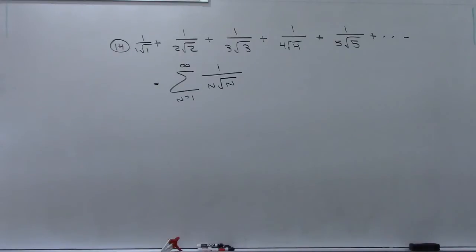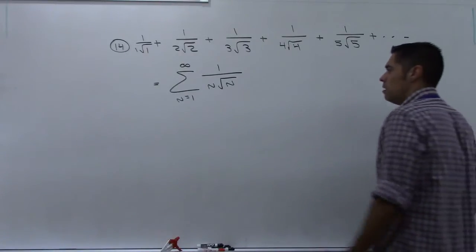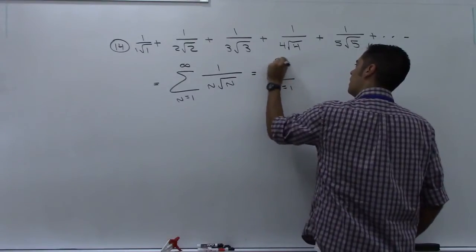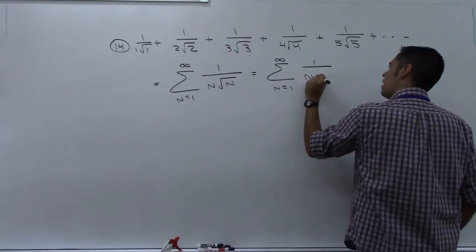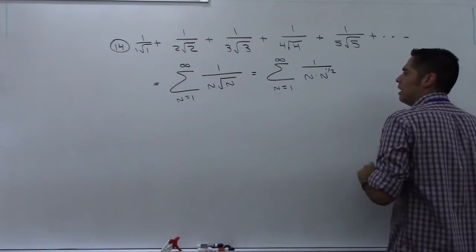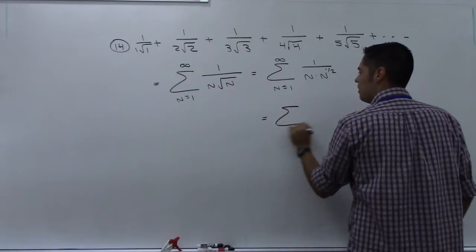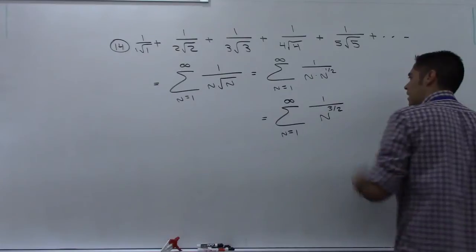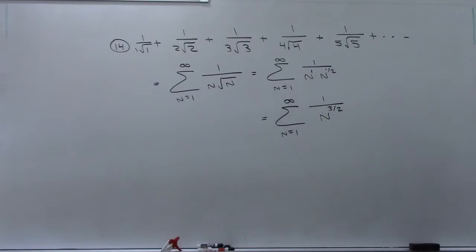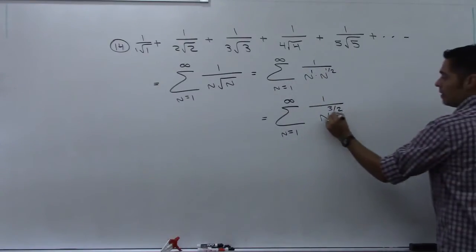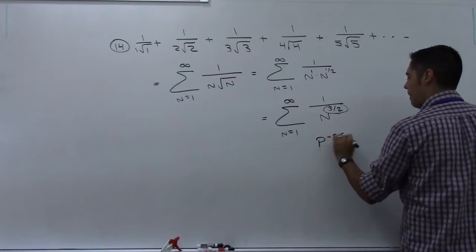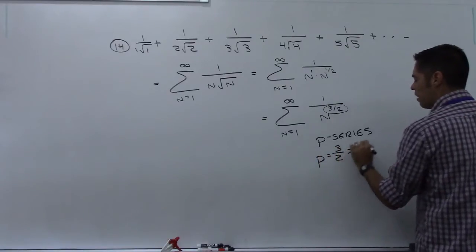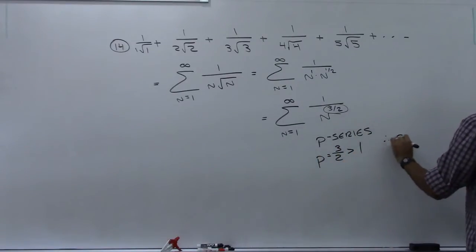So now let's just do some algebra. This is just the sum n equals 1 to infinity of 1 over n times n to the 1/2. That's what the square root means. And that's just the sum n equals 1 to infinity of 1 over n to the 3/2 when you add the exponents, right? 1 plus a half is 3/2. And again now, this is a p-series. This is p being 3/2, which is greater than 1. Therefore, it converges.